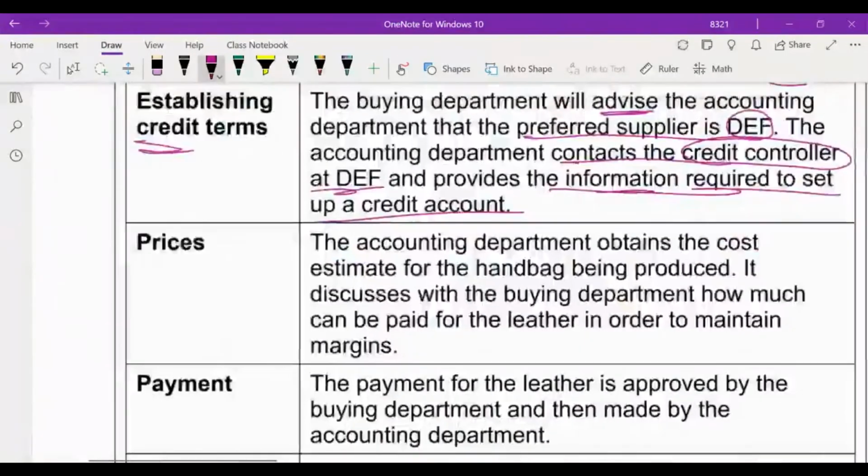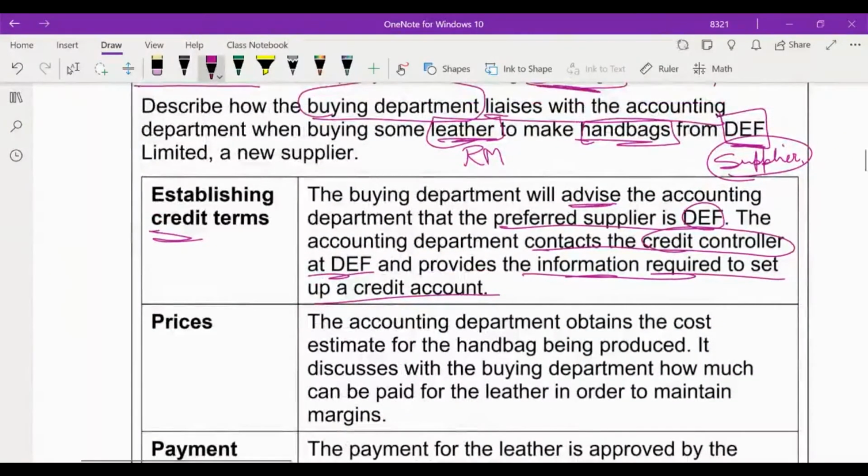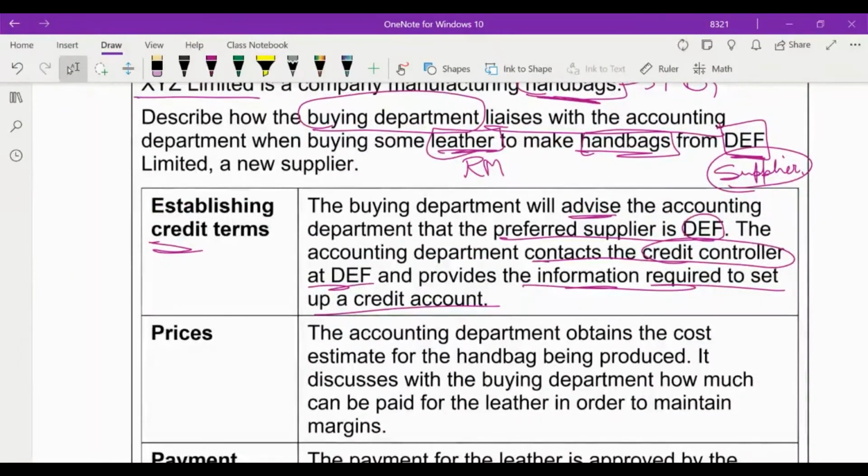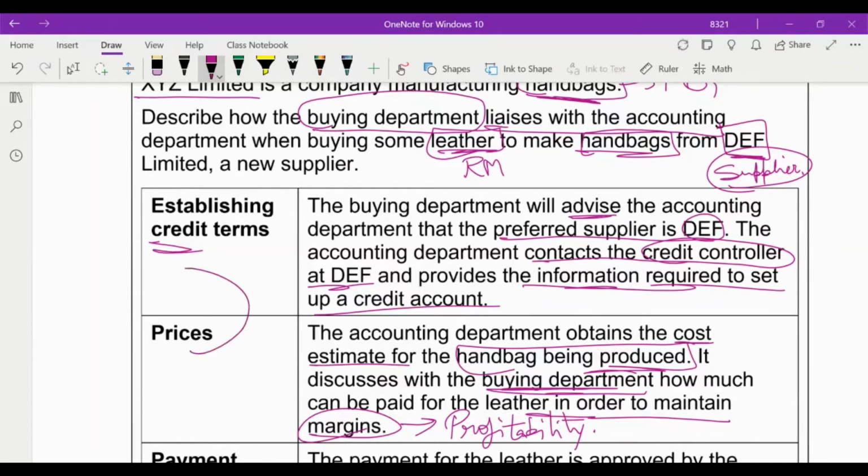Now let's talk about prices. Who will decide the prices? So the prices are to be reverse worked by the accounting department so as to get an idea how much the price should be. Okay. So accounting department obtains the cost estimate for the handbags being produced. It discusses with the buying department how much can be paid for the leather in order to maintain margins. So you'll check your margins, you'll check your profitability before choosing the appropriate supplier. And for that exercise, we need whom? We need the accounts department.